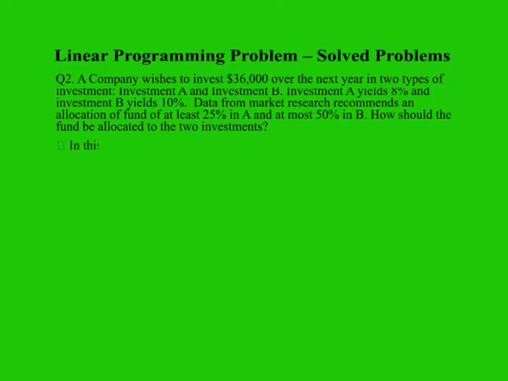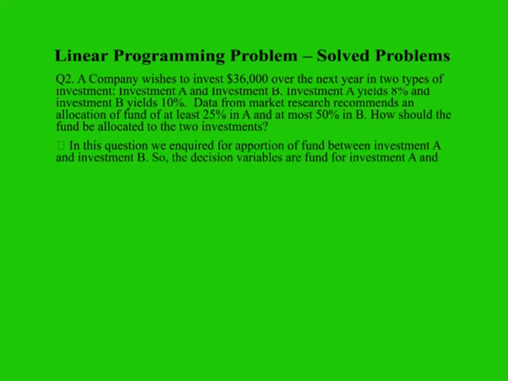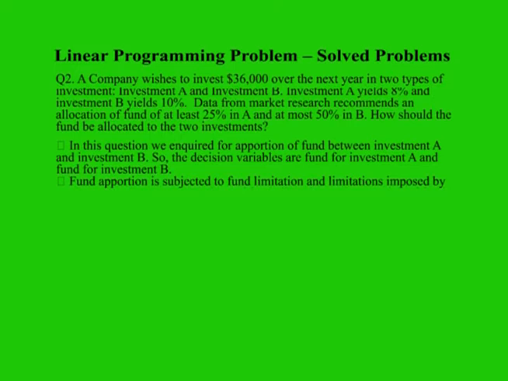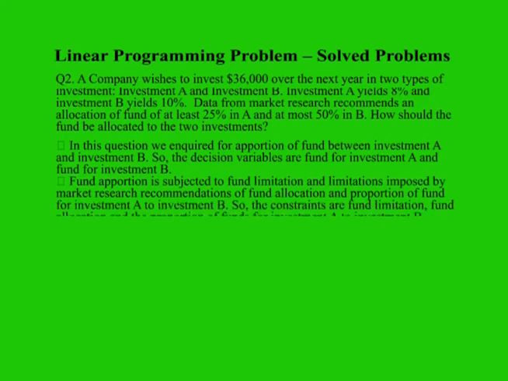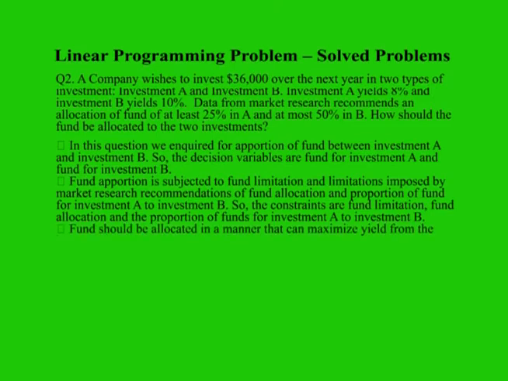In this question, we inquire for a portion of funds between investment A and investment B. So the decision variables are fund for investment A and fund for investment B. Fund apportionment is subject to fund limitation and limitation imposed by the market research recommendation of fund allocation. So the constraints are fund limitation and fund allocation. Funds should be allocated in a manner that can maximize yield from the investments. Thus the objective function is yield maximization. With these givens, let's proceed to the 5 steps for solving the problem.